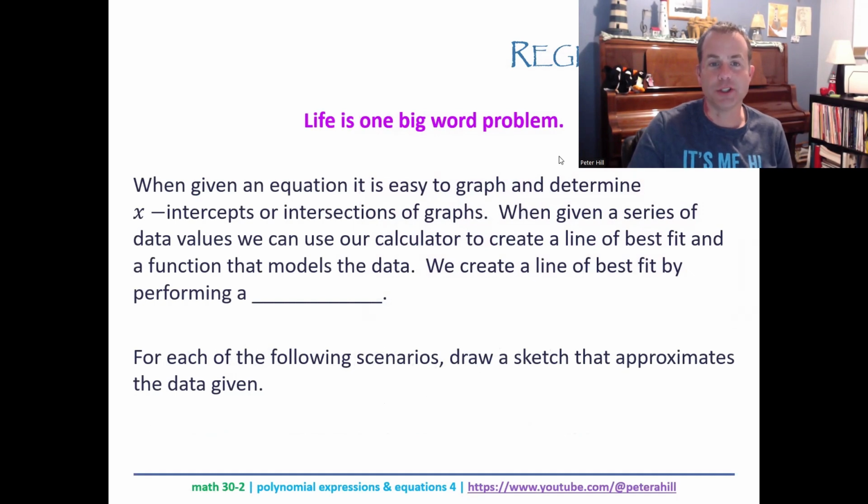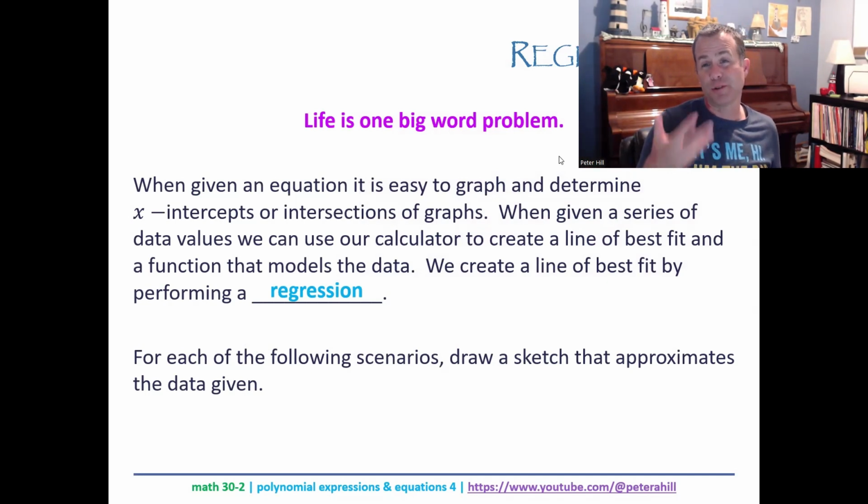When given an equation, it is easy to graph and determine x-intercepts or intersections of graphs. When given a series of data values, we can use our calculator to create a line of best fit and a function that models that data. We create a line of best fit by performing a regression. So for each of the following scenarios, draw a sketch that approximates the data given. Now, I'm actually not going to hand draw any of these sketches. I'm going to get right into the regression and how to do it.